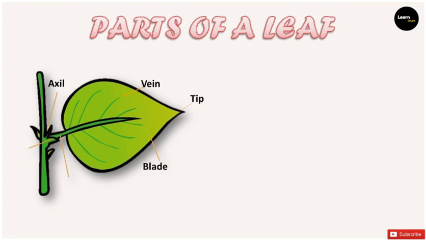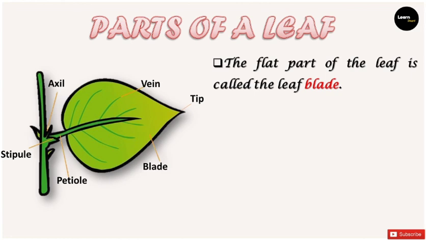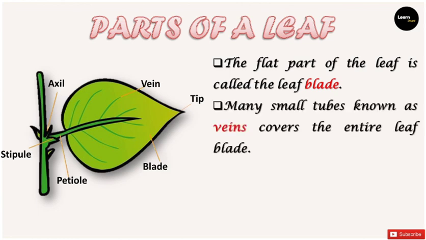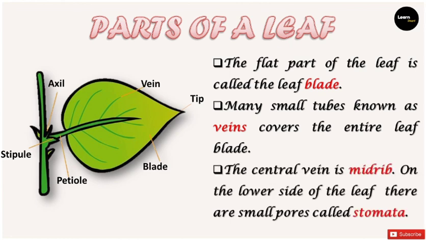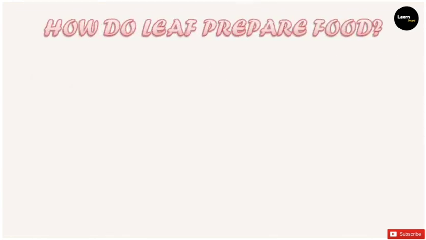Axil, vein, tip, blade, petiole, stipule. The flat part of the leaf is called the leaf blade. Many small tubes known as veins cover the entire leaf blade. The central vein is midrib. On the lower side of the leaf there are small pores called stomata.